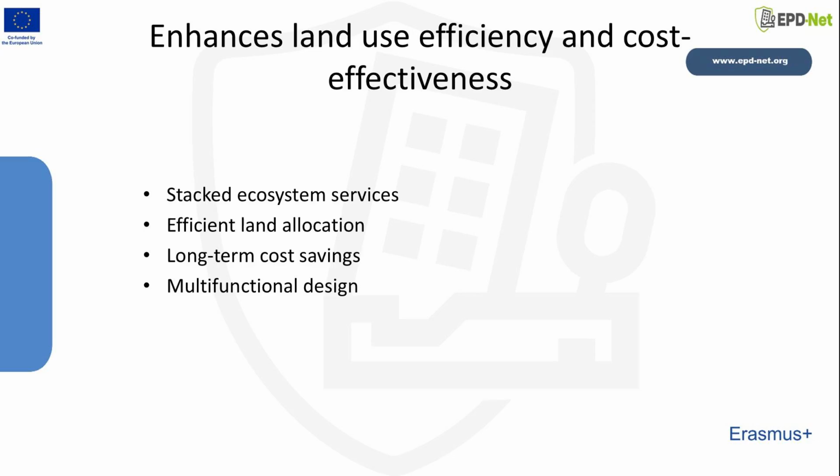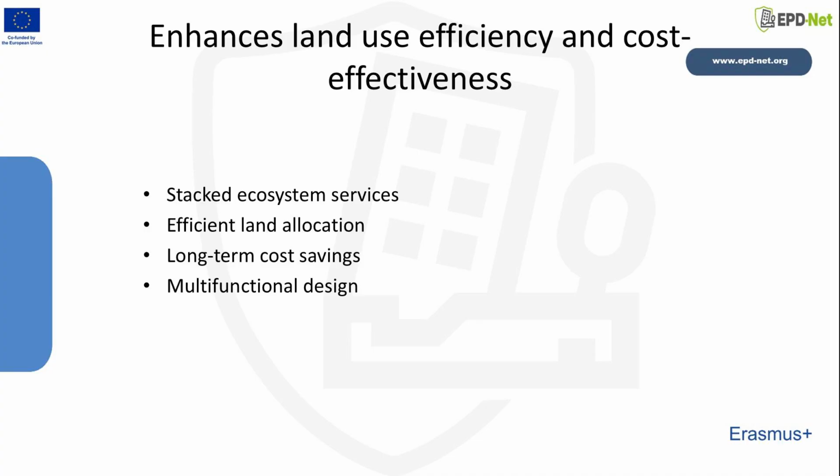Multifunctional green infrastructure, GI, can significantly enhance land use efficiency and overall cost-effectiveness by delivering several ecosystem services within the same spatial footprint. Unlike traditional single-purpose gray infrastructure, GI elements, such as bioswales, green roofs, rain gardens, and urban meadows, reduce the need for separate stormwater, cooling, recreation, and biodiversity facilities, thereby lowering construction and maintenance expenditures over time. Hansen and Pauliet, 2014.